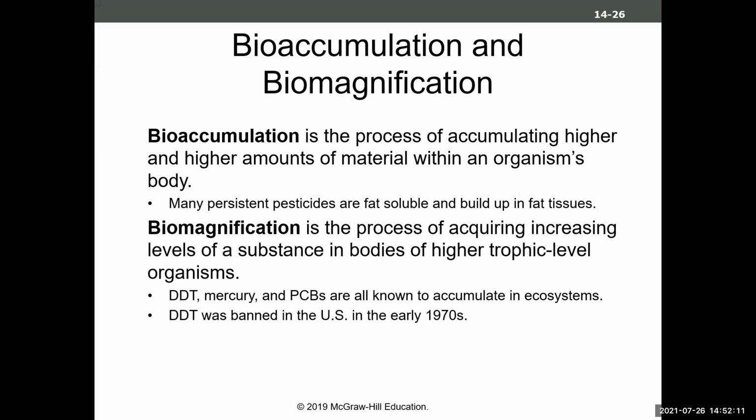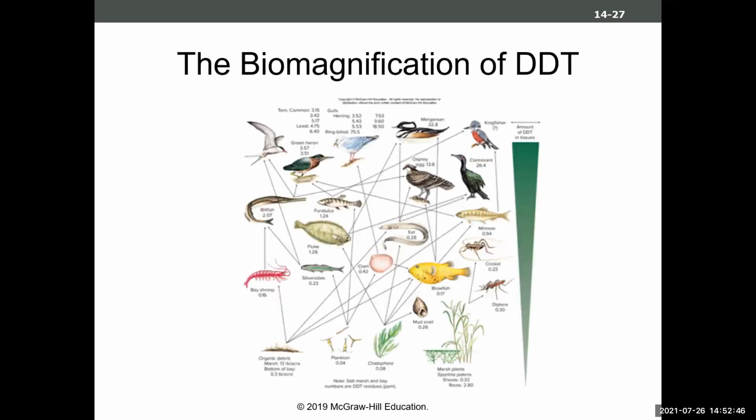So the chemical accumulates higher and higher up the trophic level. And that process is biomagnification. So acquiring an increasing level as you go up the trophic level. So things like DDT, mercury, PCBs, all accumulate in ecosystems and undergo biomagnification. And so this was found out in the early 1970s. And so DDT was banned because of this known bioaccumulation factor.